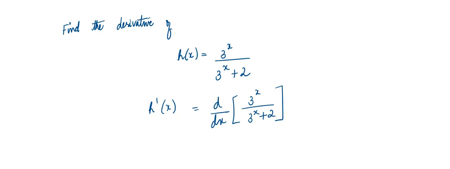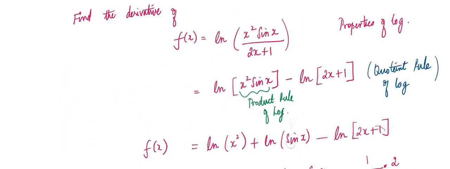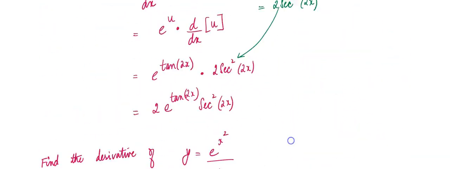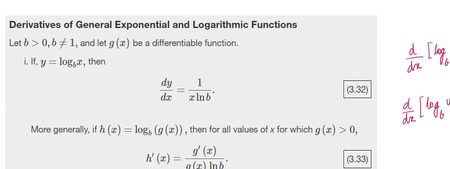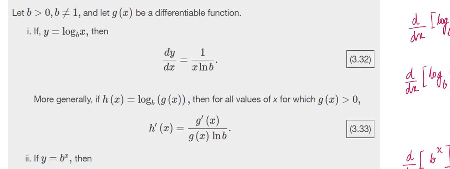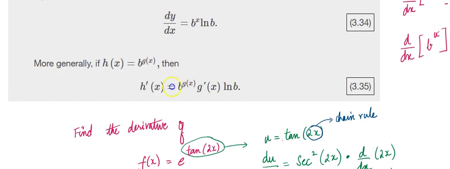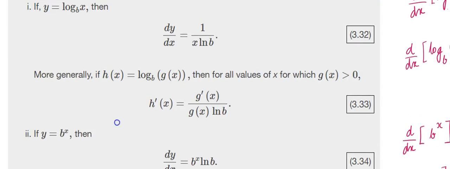Again, as soon as you write it like this, you know you've got to use the quotient rule of derivatives. So the numerator, you're going to call it 3 power x. The denominator, you're going to call it 3 power x plus 2. And you need to take the derivative of that. So this is b power x format. So let's go to our formula list. And our formula list now would be applicable for the general exponential properties. And then we have 1, 2 variations. So the first one was for logarithm.